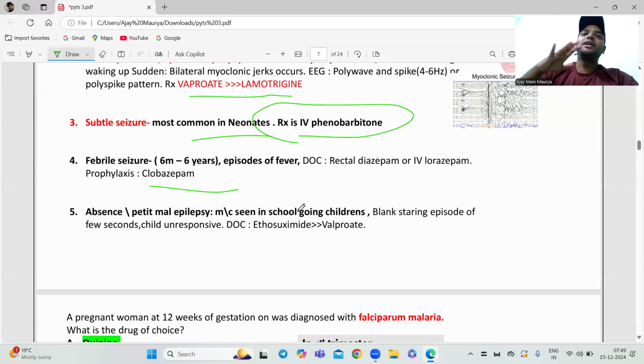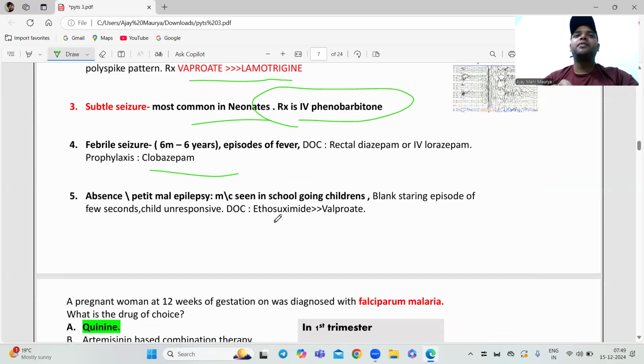Like okay, now it's happening like this only. So because of this only, they will have poor school activities. Okay, now poor study activities. See guys, for children less than 5 years, you have to give ethosuximide. Okay, now for the more than 5 years guys, you have to give valproate.